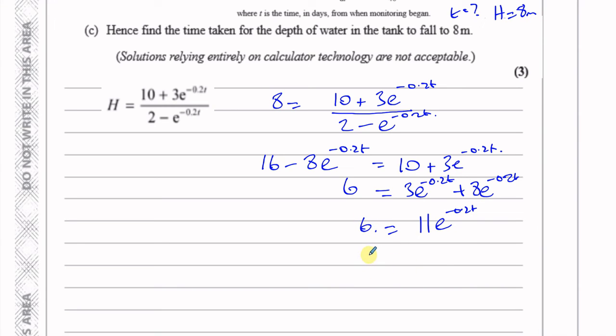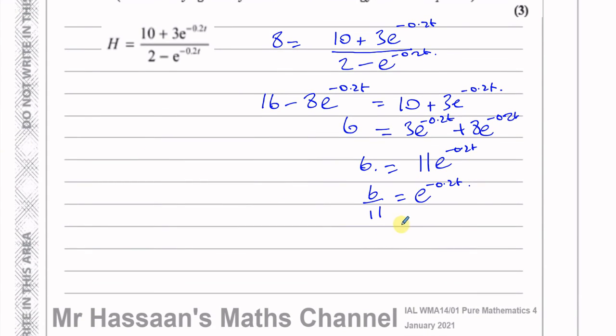I can divide both sides by 11. So I have 6 over 11 equals e to the power of minus 0.2t. Now what I like to do myself, if this is a negative power, I like to write it as its reciprocal, which is e to the power of 0.2t. So if this is equal to 6 over 11, then the reciprocal will be equal to 11 over 6.